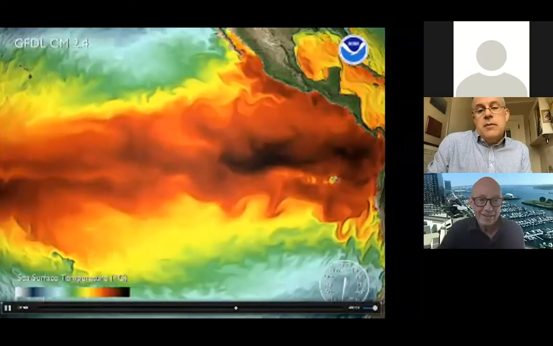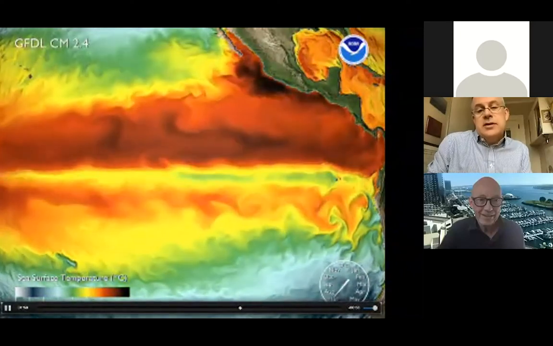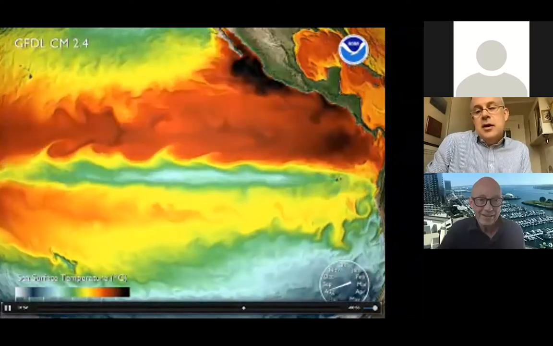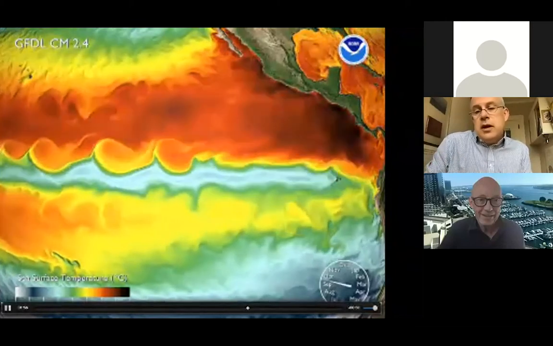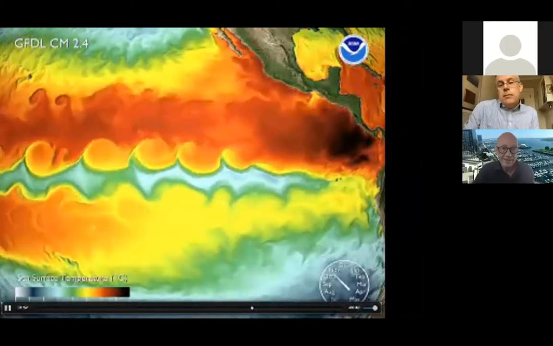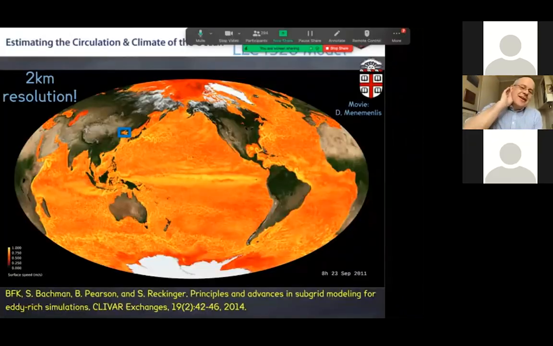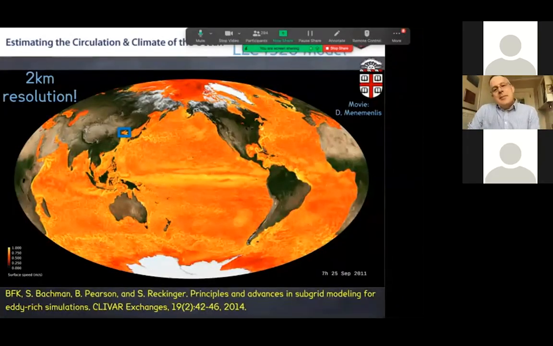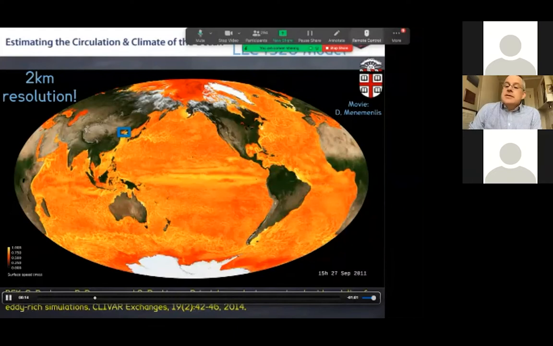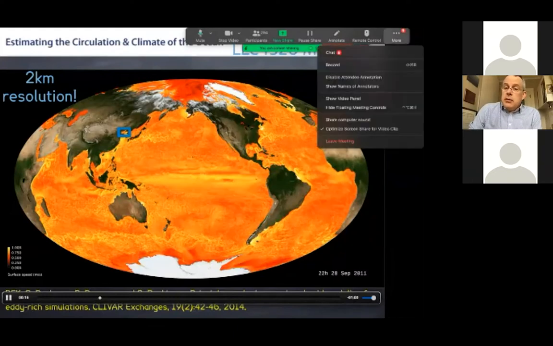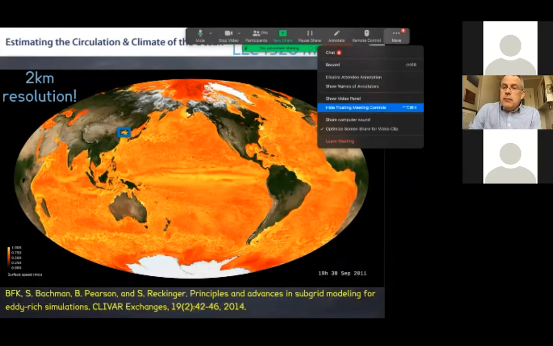Here's the biggest front of all. We have an El Nino that's now transitioning into a La Nina. Beautiful, interesting, complicated, turbulent flow. Here we are, the MIT GCM LLC4320 model is what's being shown now.